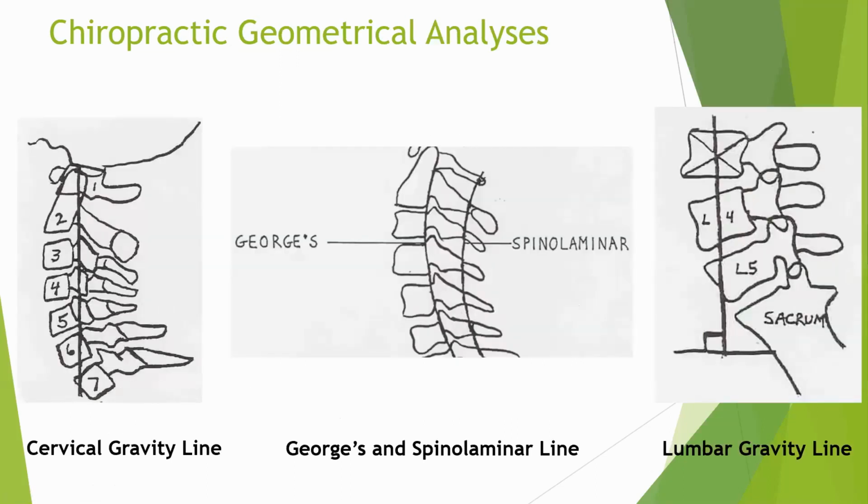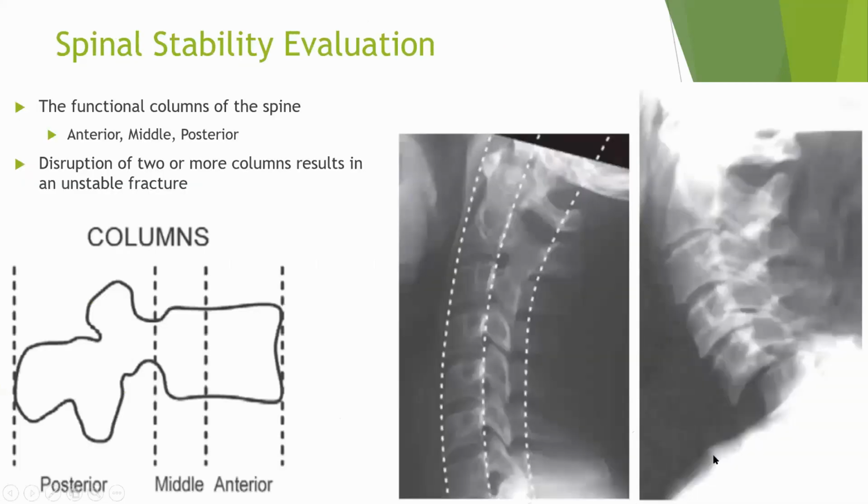So this is essentially what we talked about: our cervical gravity line, George's and spinolaminar line, and at the end, the lumbar gravity line. Now, this is more like a chiropractic evaluation method based off a little bit of Gonstead. But we will not be doing Gonstead technique, because in Gonstead you have to mathematically evaluate rotational measures in degrees and millimeters. So we are not doing that.